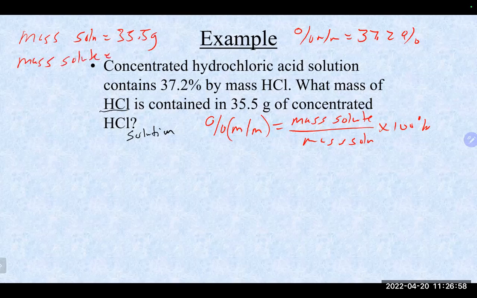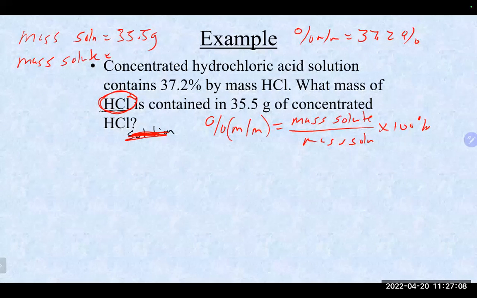Now, how did I know that was the solution, if I didn't write it? It's because they asked me to find the mass of the HCl. And again, pretty much the name of the solute is what's being asked for. So that is how you know what you're trying to find, and that the other one would be the mass of the solution in that particular case. So you could definitely plug and chug into this equation, or you could do more of a dimensional analysis approach. They both should give you the same answer.